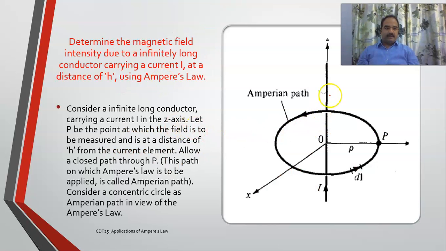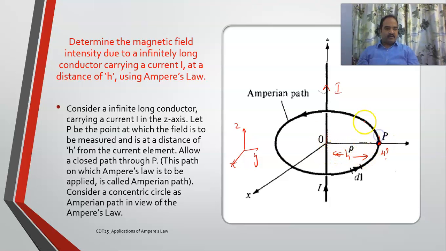Now consider this is a 3-axis system. This is z, this is x, and this is y. Now consider an infinitely long conductor which is carrying a current in this fashion along the z-axis. Let P be the point at which the field is to be computed. It is at a distance of h from the current element. h is the shortest distance from this current element.